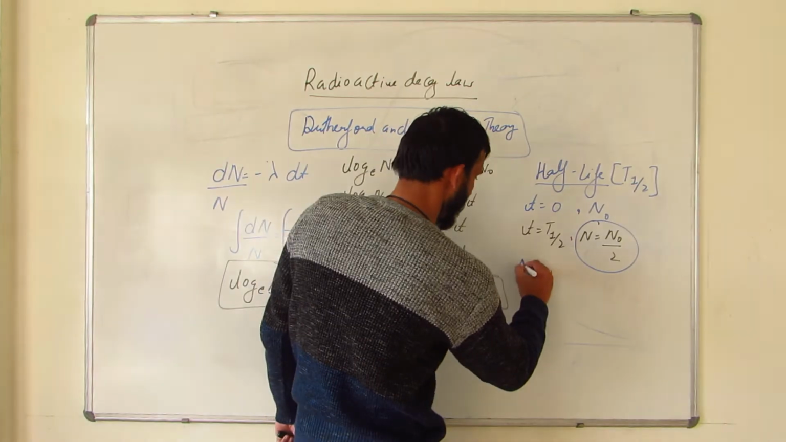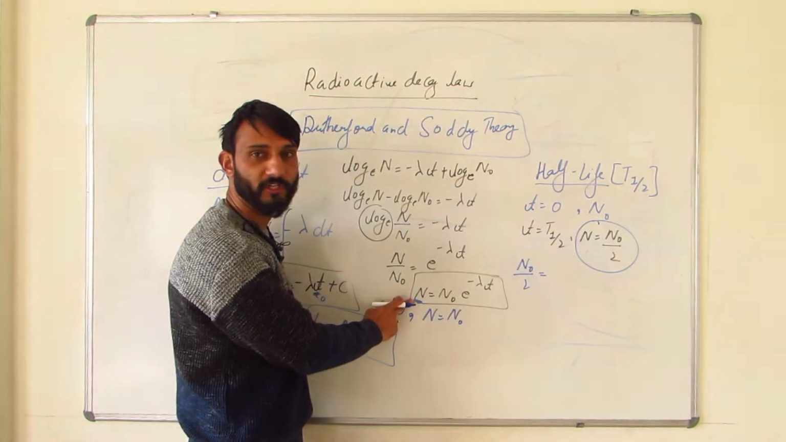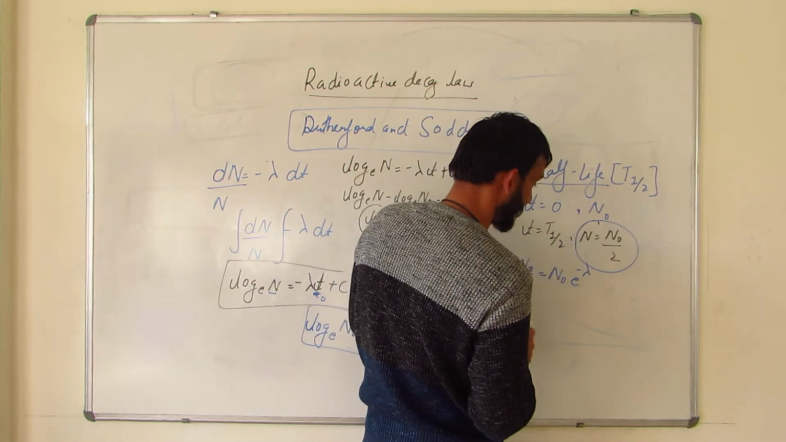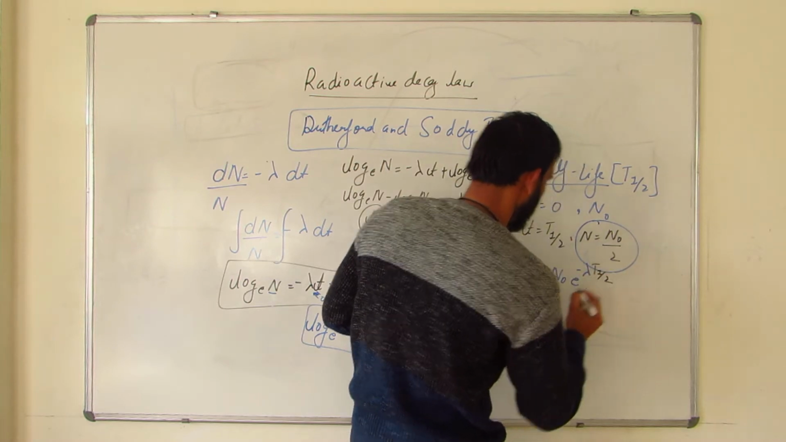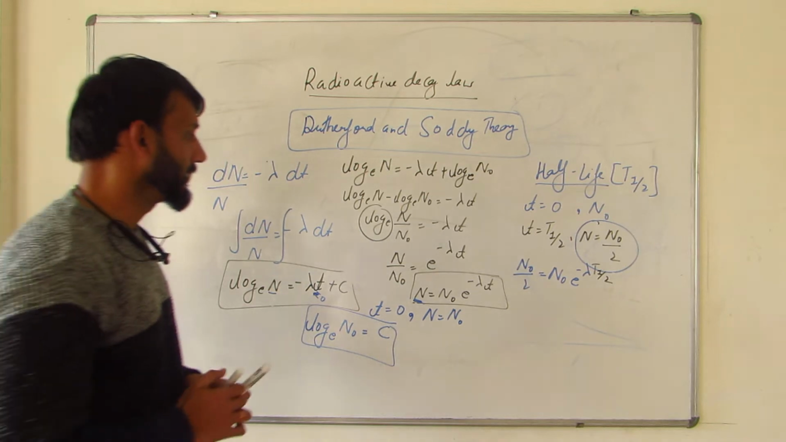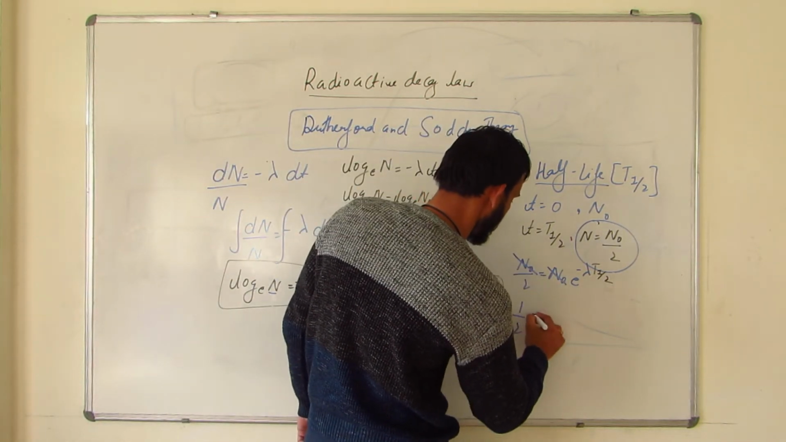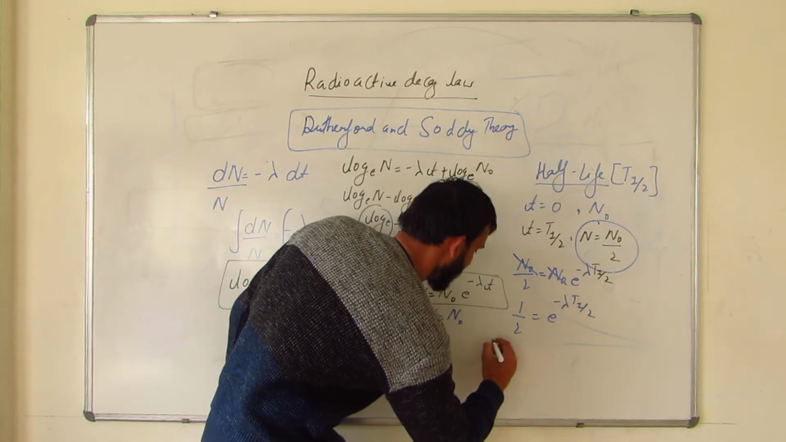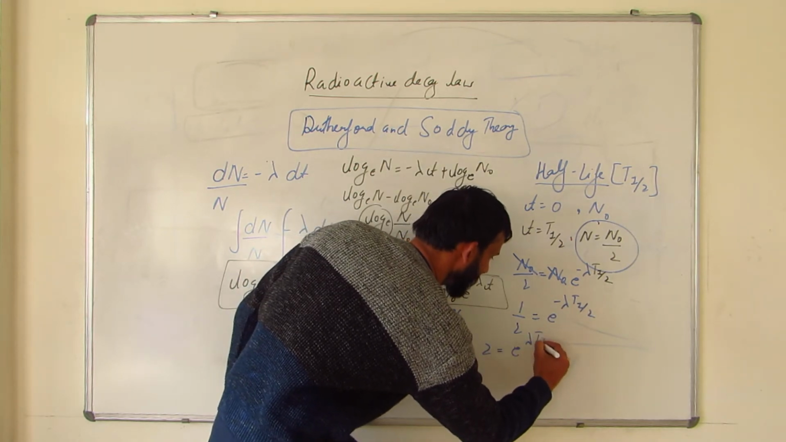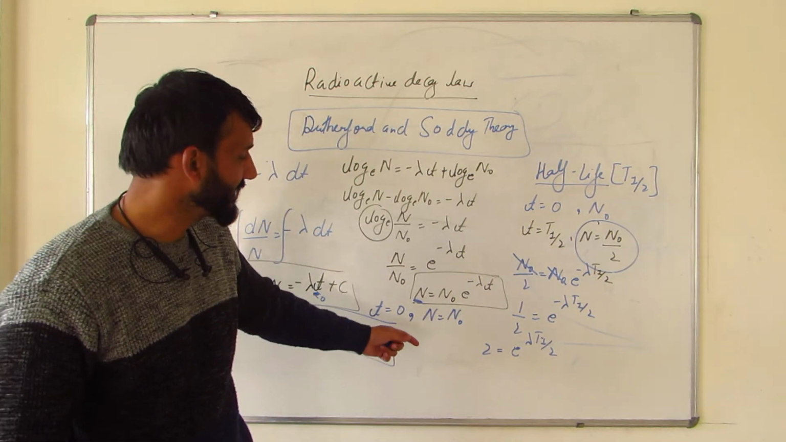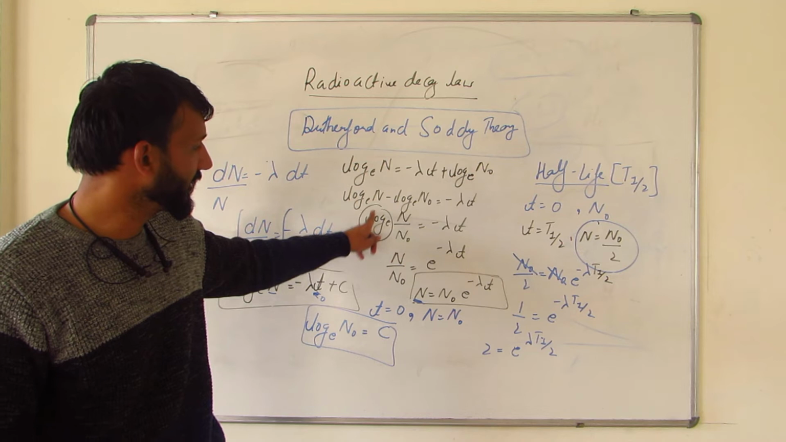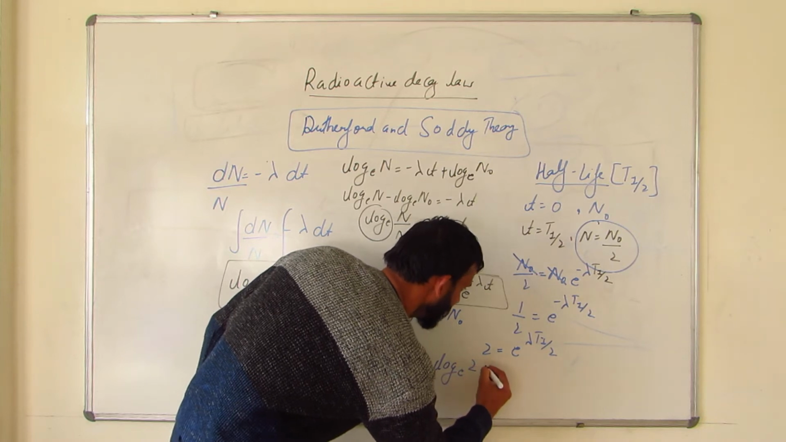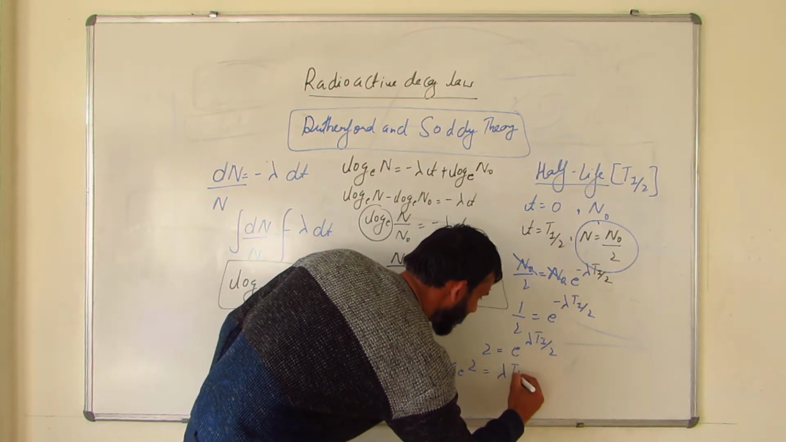So N naught by 2, I have put it here, is equal to N naught e to the power minus lambda, and instead of t I will put t half. Now N naught gets cancelled out: 1 by 2 equals e to the power minus lambda t half. If I take the reciprocal, the negative sign goes away: 2 equals e to the power lambda t half. Now if I remove this e, the log comes back, so it will be log base e 2, and lambda t half will remain.